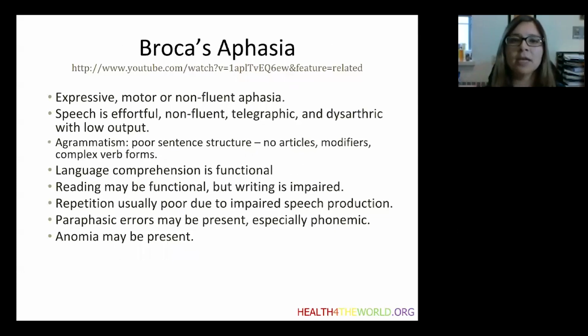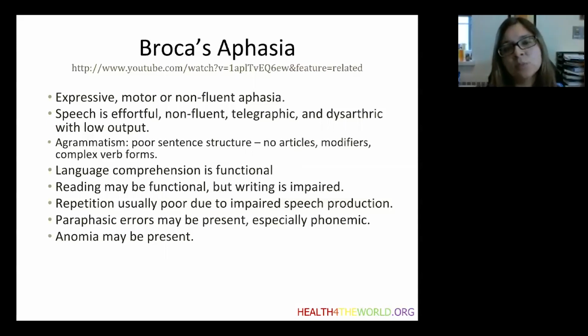Let's speak briefly about aphasia. Aphasia is a language disorder, and there are several types of aphasia. We'll focus on the most common types: Broca's aphasia and Wernicke's. You can see there's a link here to a YouTube video of an individual who has a Broca's aphasia secondary to a stroke. If you're able to access that video, I recommend you watch it because it can be helpful to see. Broca's aphasia is also referred to as expressive aphasia or motor aphasia or non-fluent aphasia.